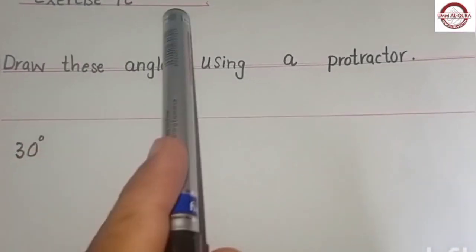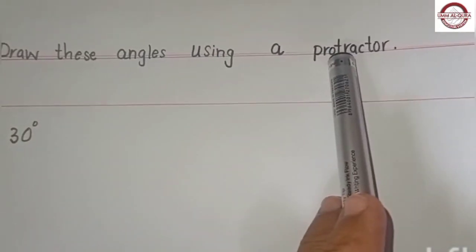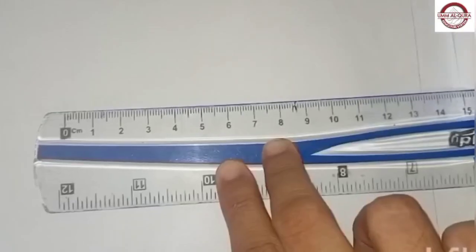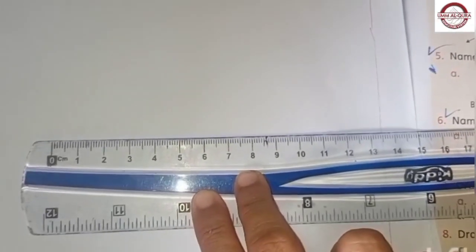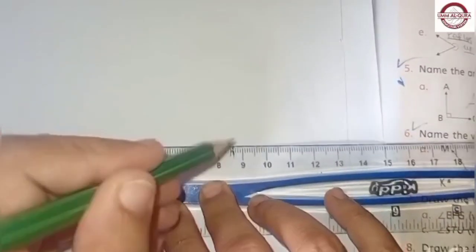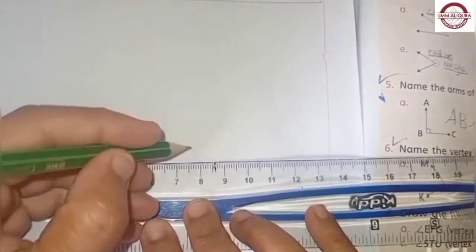We will do exercise 7C. Question: draw these angles using a protractor. In part A we have the value 30 degrees. My dear students, first of all we will draw a ray from right to left. First of all we will draw a line from right to left.